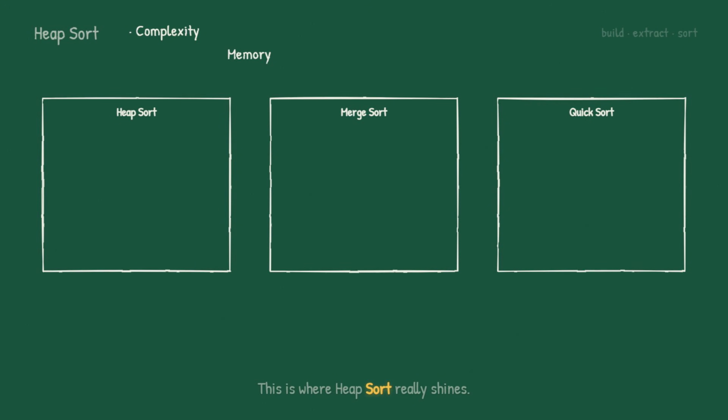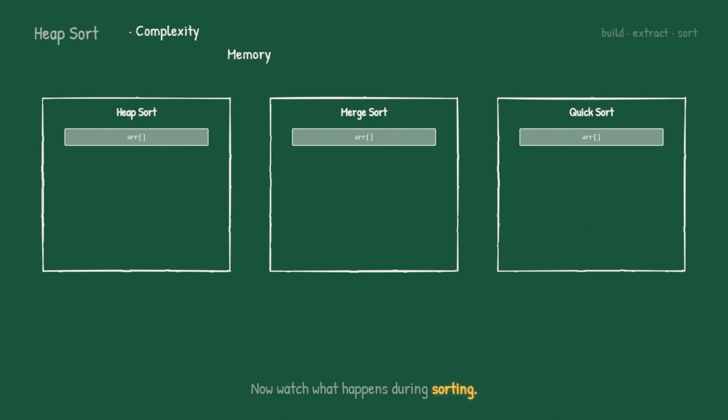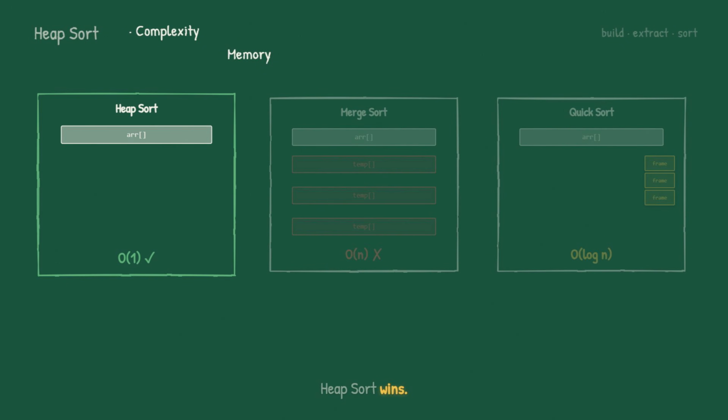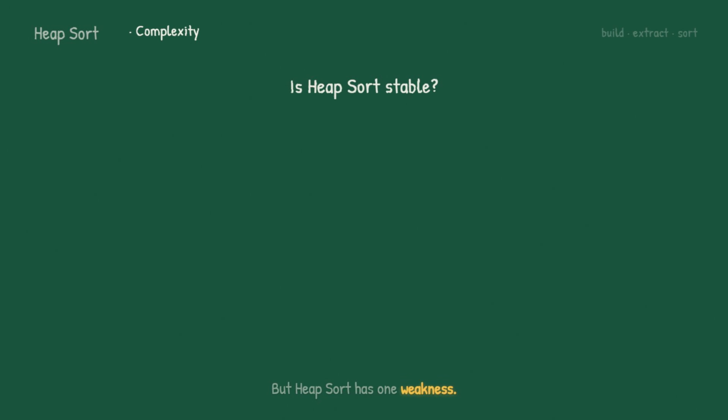What about memory? This is where Heap Sort really shines. All 3 start with the same array. Now watch what happens during sorting. Heap Sort works entirely in place. No extra memory at all. But merge sort, it needs a copy of the array for every merge. And quick sort stacks up recursive call frames. O(1), O(n), O(log n). Heap Sort wins. But Heap Sort has one weakness.